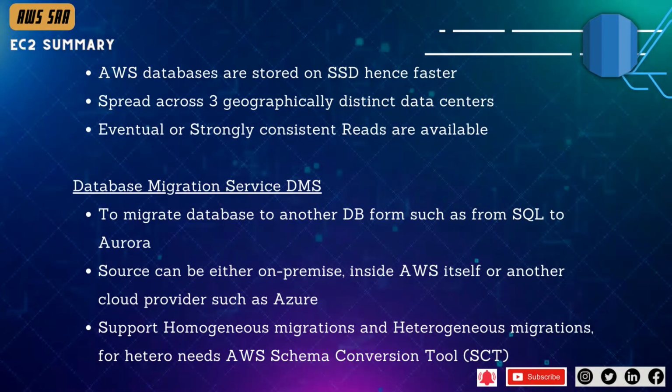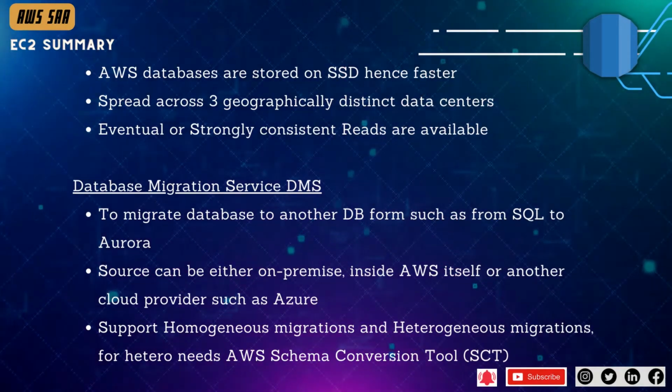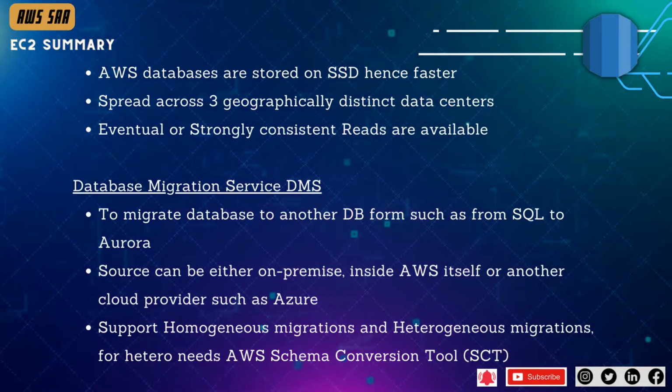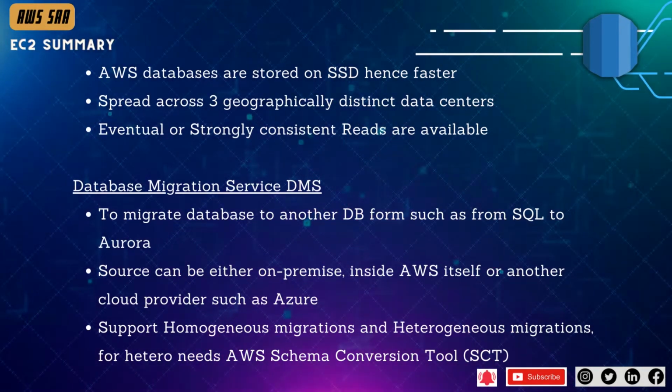So AWS databases are stored on SSD, not HDD. SSDs are known to be faster, and AWS databases are also spread across at least 3 geographically distinct data centers, and it is also available in eventually consistent and strongly consistent options.